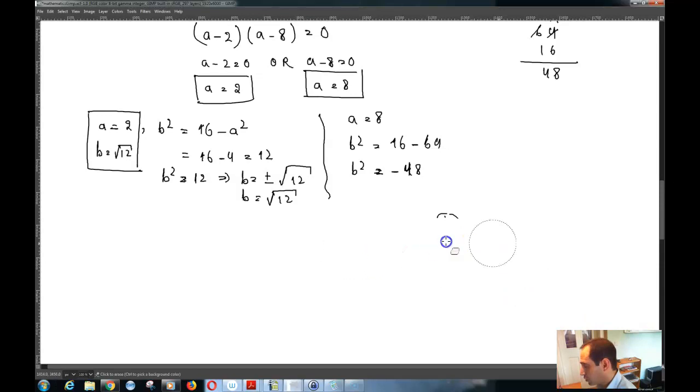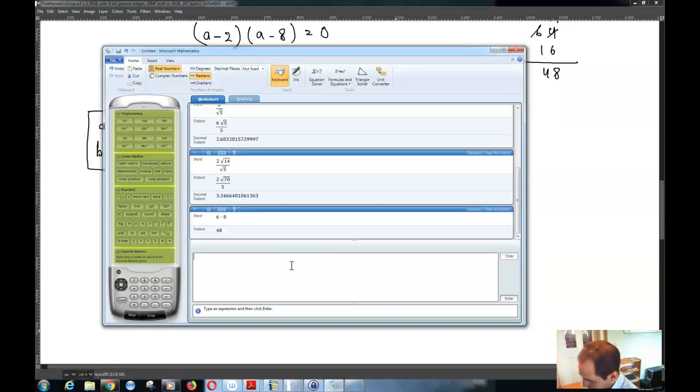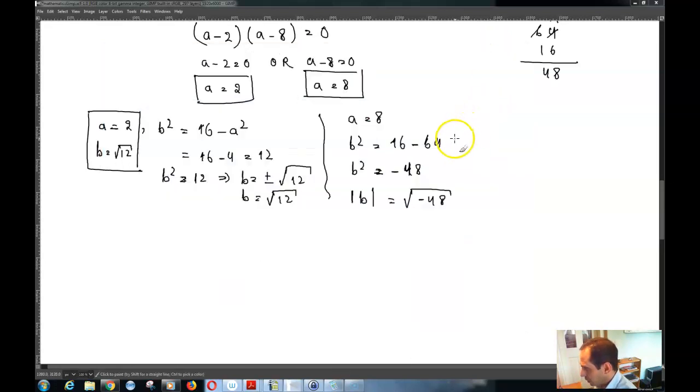You have to go into the set of imaginary numbers, meaning that you can write this as B is equal to plus or minus the square root of negative 48. And 48, of course, is equal to 6 times 8. So let me see, the square root of 48.